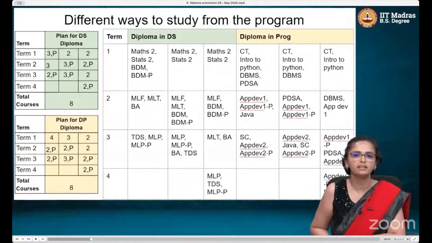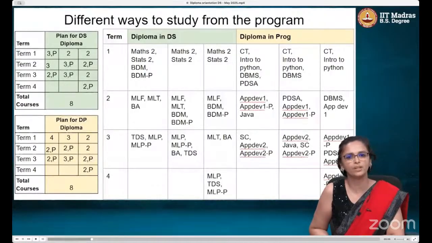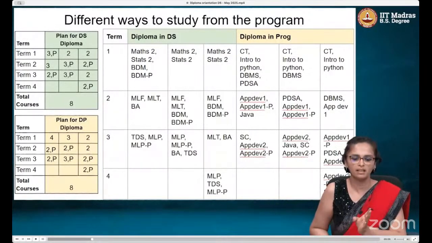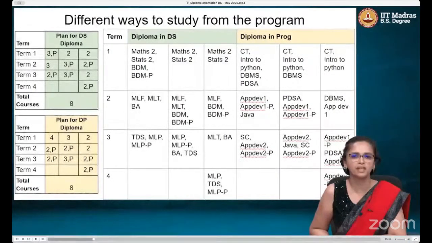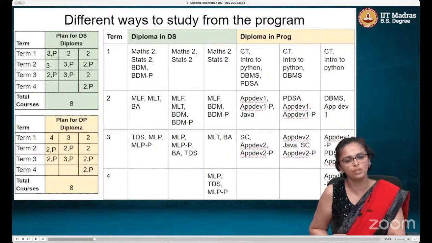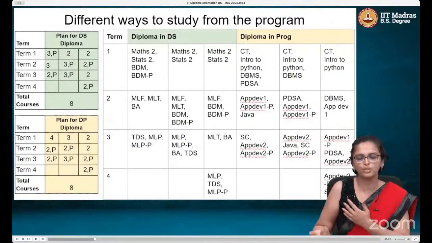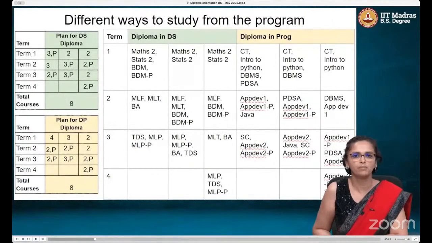Okay, this slide shows you how you can complete one diploma and then get on to the other diploma. There are different pathways given for completing the diploma in 2 terms, in 3 terms and 4 terms. So you can finish your diploma in data science, get a provisional certificate in your hand, and then go on to do the diploma in programming and get the provisional certificate in your hand, and then proceed to go to the degree level. Of course, you can alternate it also, do the diploma in programming first and then do the diploma in data science.